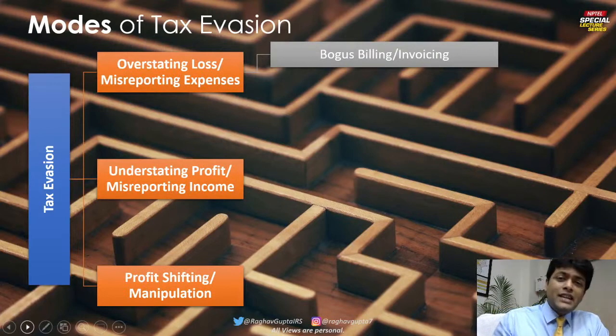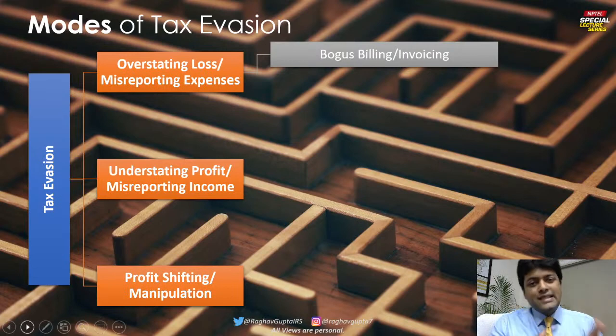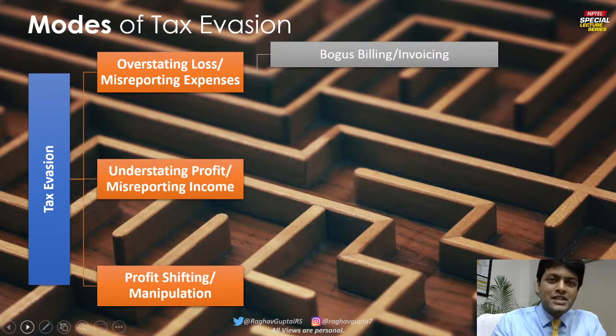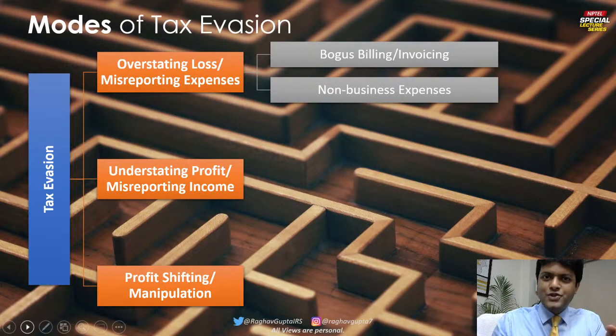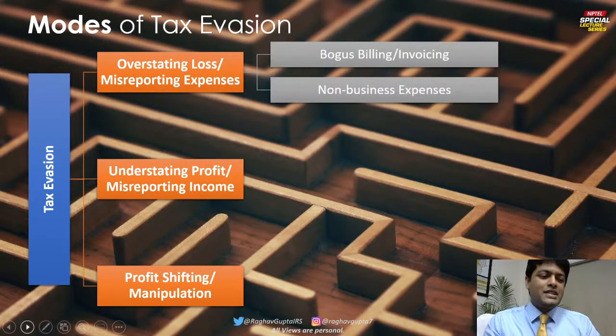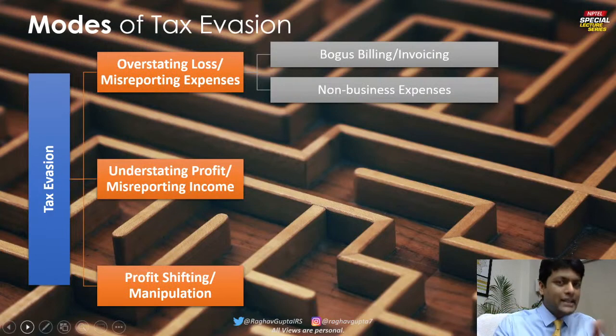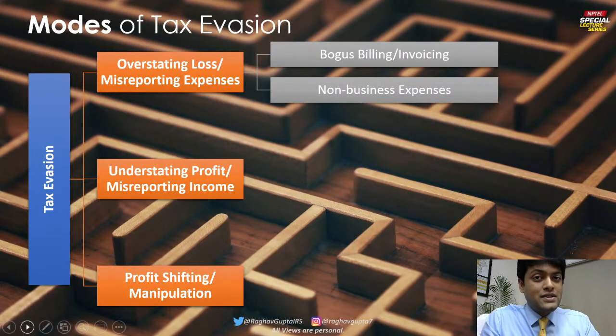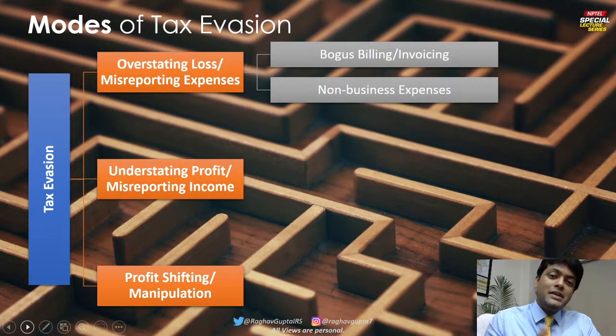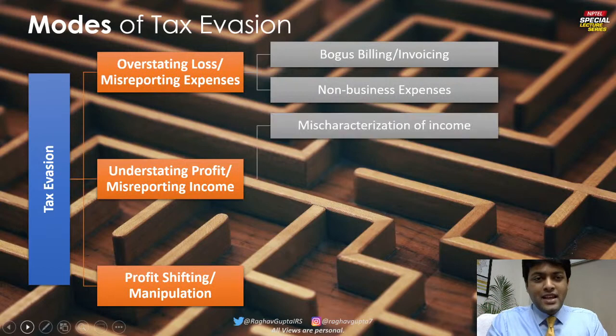The first one is bogus billing or invoicing. This means essentially that you raise a bill for an expenditure which was not actually incurred. And this ultimately has the effect of reducing your net income and hence taxes thereon. So this is one of the most common methods of misreporting your expenses. The second one is called non-business expenses. That is, if, for example, you incur a particular expense which is not exactly related to business, and yet you claim it to be an expense which was met for business, then it ultimately leads to a reduction of your taxable income.